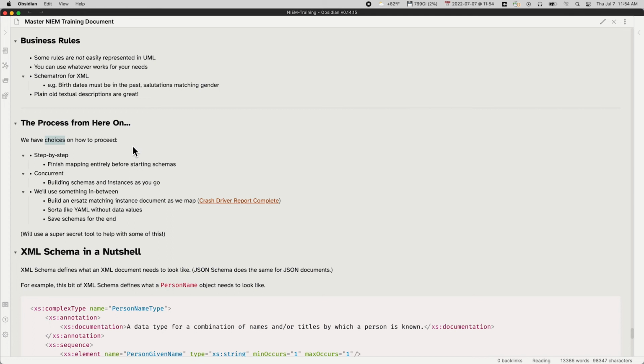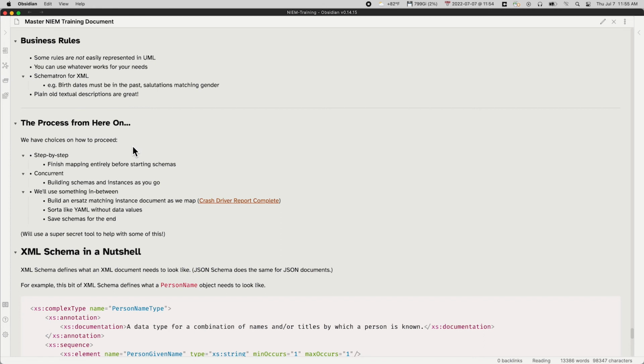We made up a message spec that we're going to use, a scenario to do, and I provided the UML for that, and that's going to be our guide. Now we need to decide the process we're going to follow for taking that UML and getting from that to NIEM schemas. So there's a number of ways to do that.